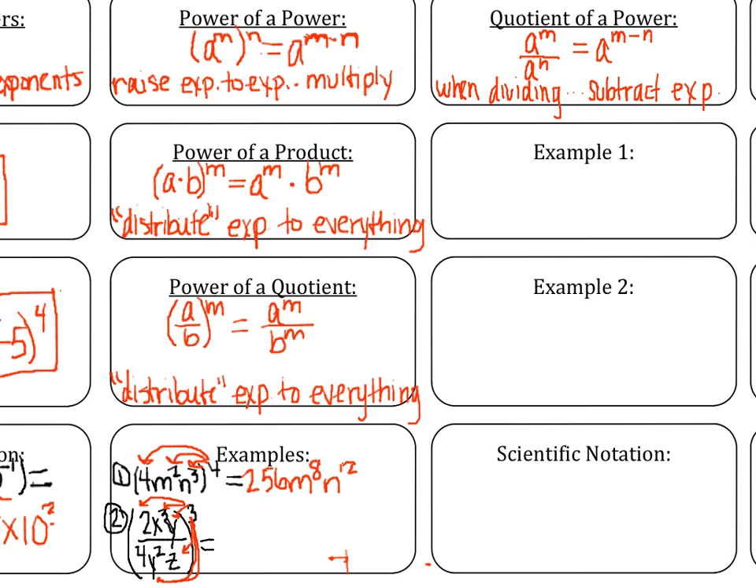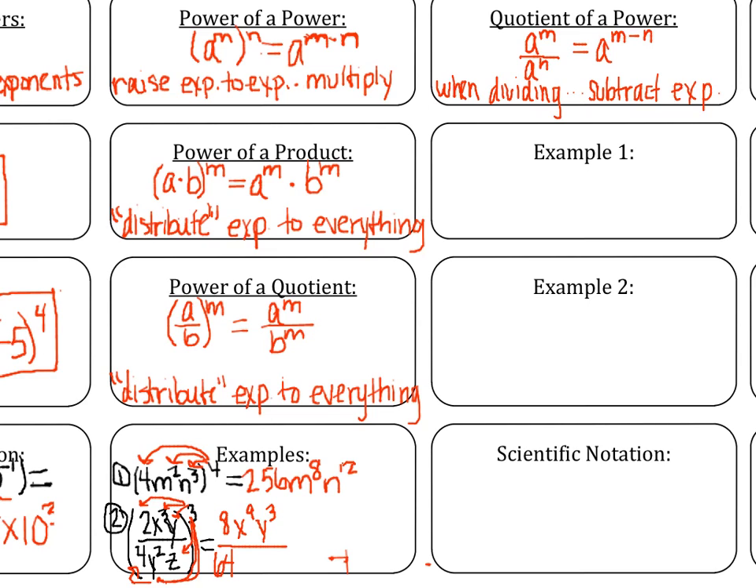So I have to give this 3 to every piece on the top and the bottom. So I've got 2 to the third, which is 8. I've got x to the third again, so x to the third again. I'm going to multiply those 3's. 3 times 3 is 9. That gives me x to the 9th power. And then I've got y to the third power, because really it's y to the first, 1 times 3 is 3, over 4 to the third, which is 64.